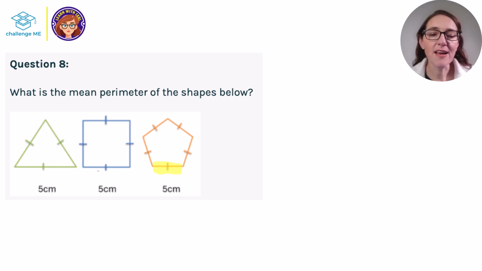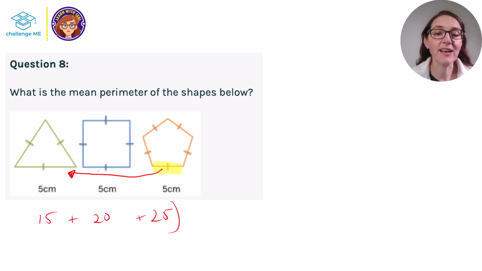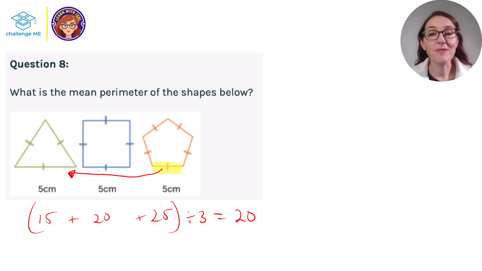So this pentagon's got 5 more than the square, and the perimeter of the triangle is 5 less than the square. So if this 5 is given to this perimeter, then they're all 20, and that is actually the answer. Traditionally we'd do 15 plus 20 plus 25 and then divide that answer by 3, and we'd get 60 divided by 3 is 20. But you can also see that the square is the average perimeter because the triangle's 5 less and the pentagon's 5 more. So that's also another way of thinking about the mean average.